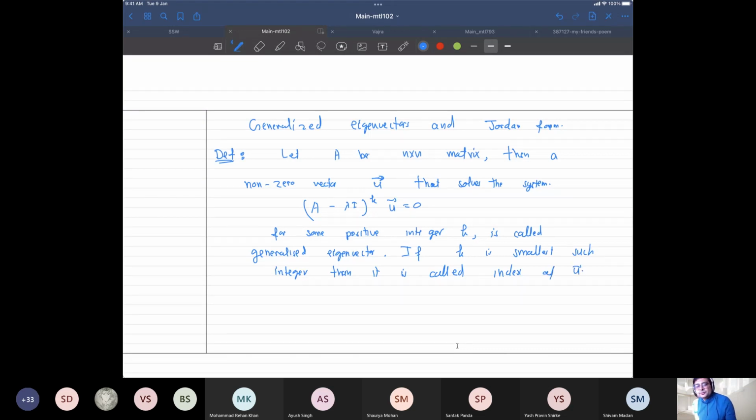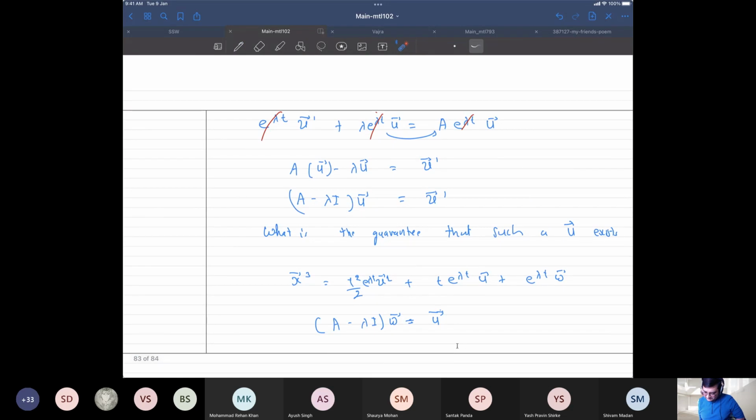So of course, once it's true for K, it will always be true for K plus 1, K plus 2, K plus n, whatever it is, because it becomes a zero vector. So we take the smallest such K such that U is a solution of this, and that is called the index of the generalized eigenvector U. All right. Now, why did I do that? Let us go back and see what we did.